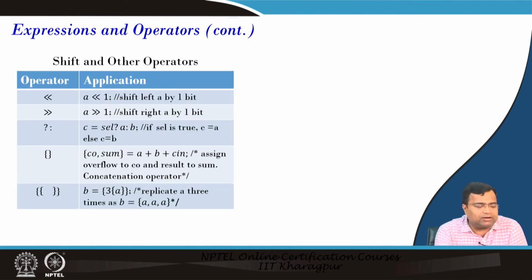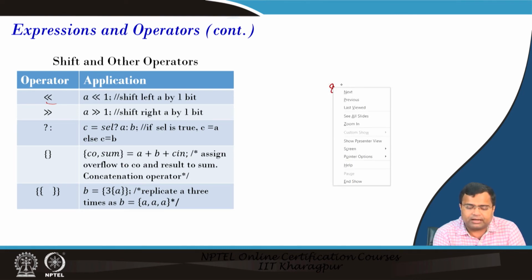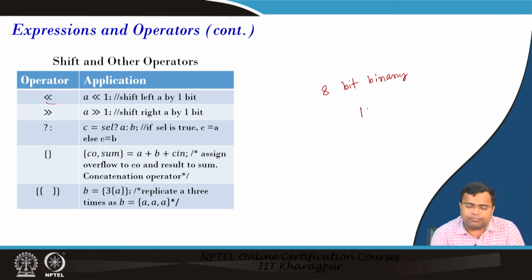Shift operation: you can do a left shift operation. This shift operation is very useful, particularly if you have a binary number. Let us say you have an 8-bit binary number, suppose a number like 128, and you want to divide by 2. What do you do? You simply do a right shift, so that one bit is reduced. So you can reduce the number by just a right shift. If you want to multiply by 2, you can do a left shift.